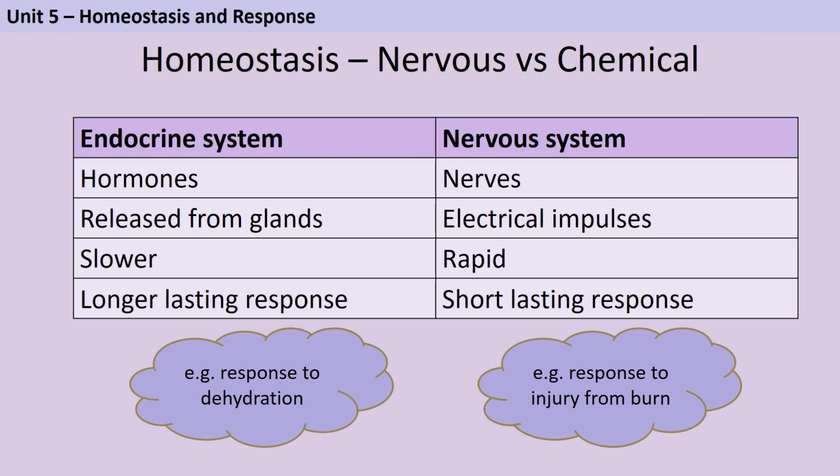Your nervous system obviously uses nerves or neurons, and they transfer electrical impulses. Now those responses are very, very fast, but they're also very, very short-lived. So they're useful for things like if you touch something hot and you burn yourself, you need to do a reflex reaction and move your hand straight away, but you don't need to keep on responding after that.